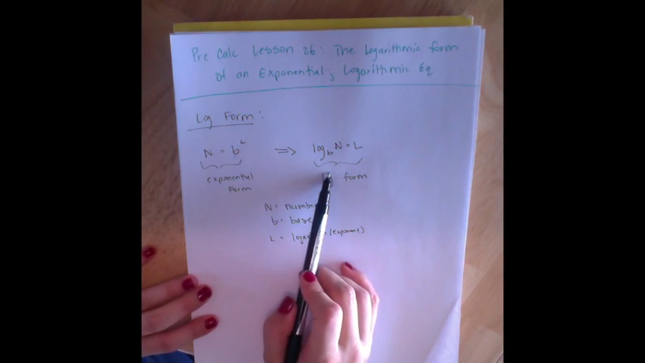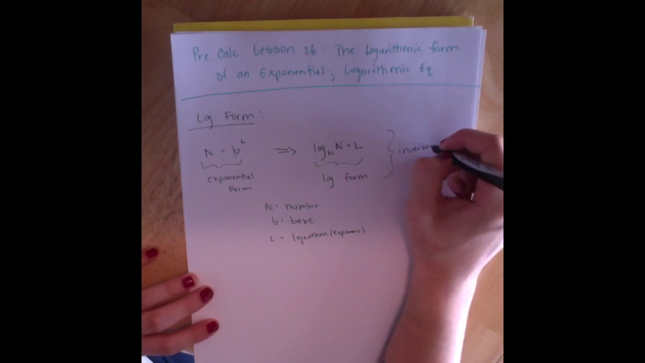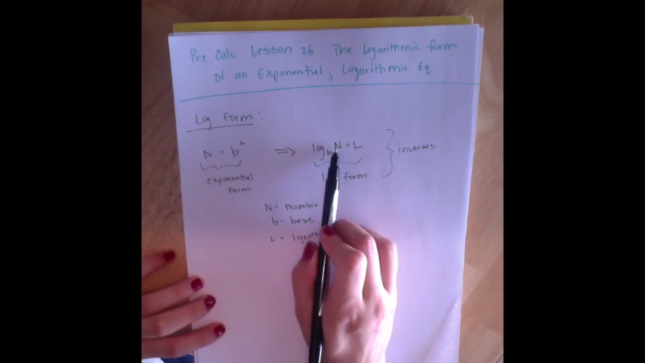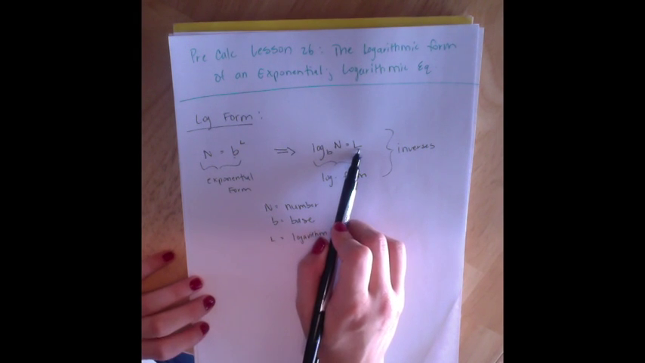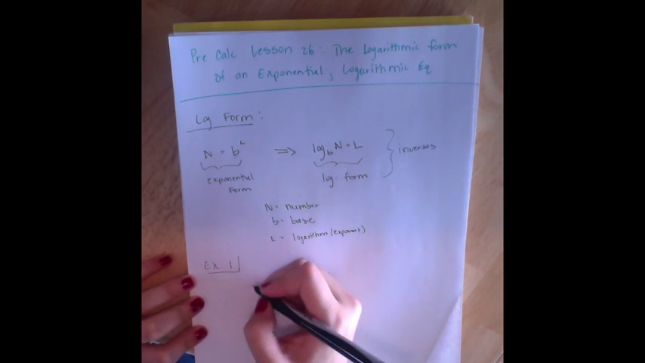Now, these two things here, they're inverses of each other. We'll get into a little later what inverses look like, but you need to be able to flip back and forth between exponential form and logarithmic form. Log base b of n equals L. So let's do an example to see how we would switch back and forth.